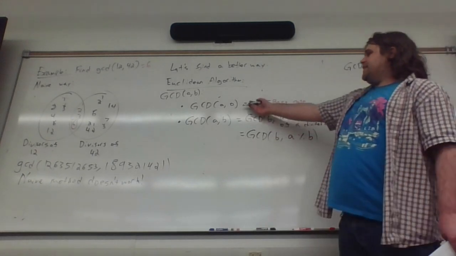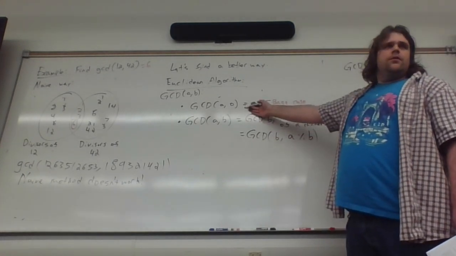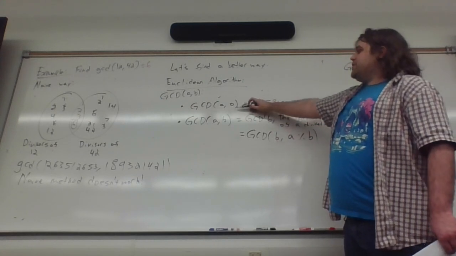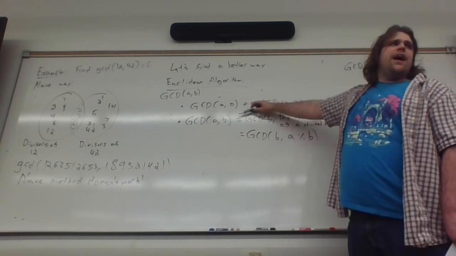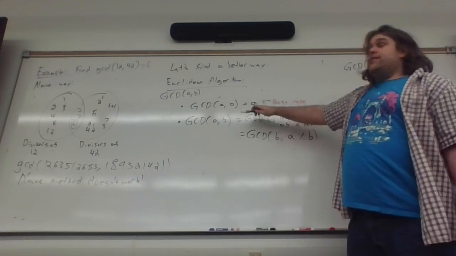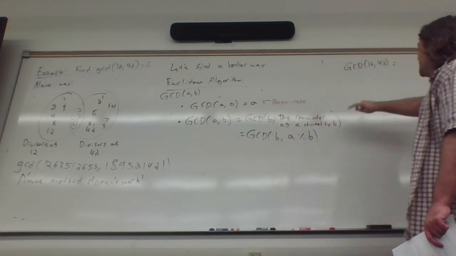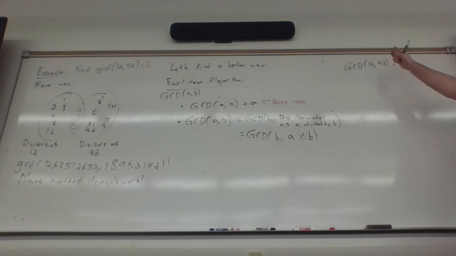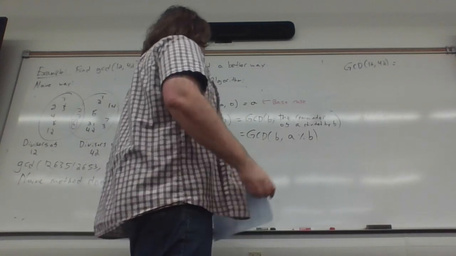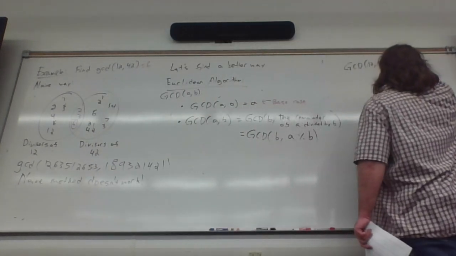So are we in the base case? What is this base case looking for? What do we need to have happen if we want to be in this case? Yeah, the second number needs to be 0. So we're asking ourselves, is the second number 0? No. So we're not in this case, which means we're in this case. So we do the recursive step.